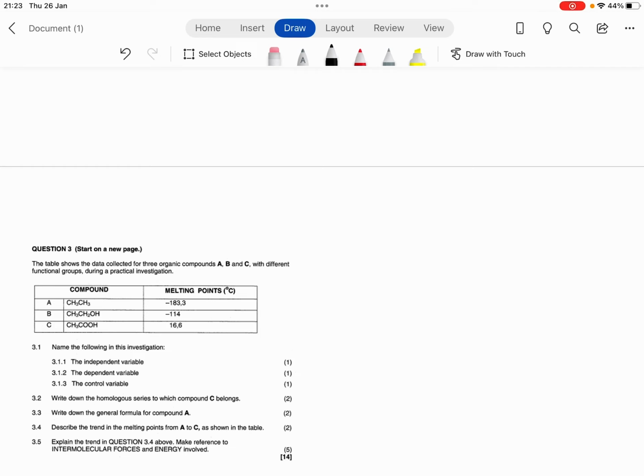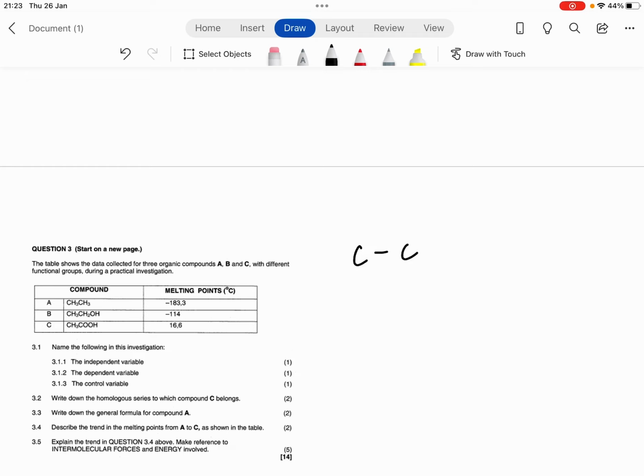It's carboxylic acids. 3.3, write down the general formula for compound A. Okay, so again, we need to identify what compound A is. You can use the general formula, which is what the question is asking. You can draw it out, or if you can recognize it simply by looking at it, you can do that too. So in this case, I'm just going to draw it out.